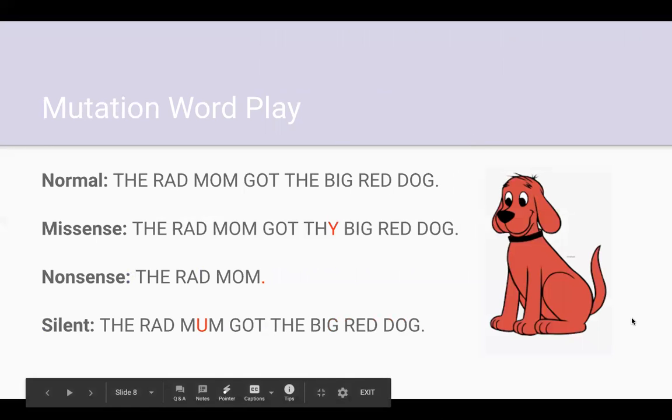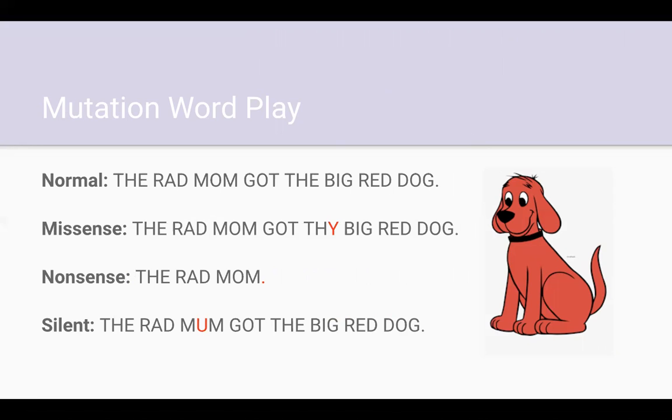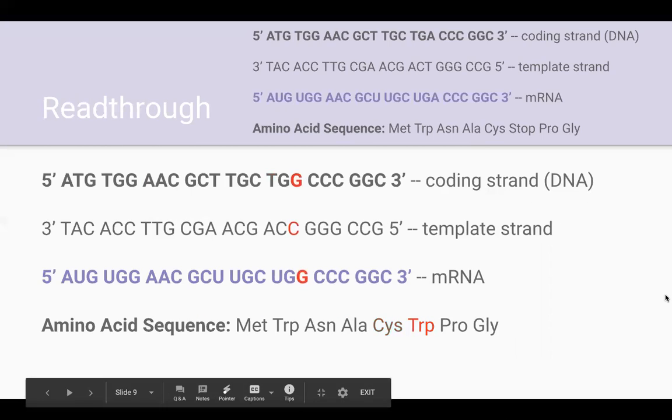Here we can view our silent mutation as reading the sentence, "the rad mom got the big red dog." Mom and mum both have the same meaning when referring to a mother figure based on regional dialect. This causes the sentence to carry the same meaning and translate the same message as the original, even though the spelling was just a little bit different.